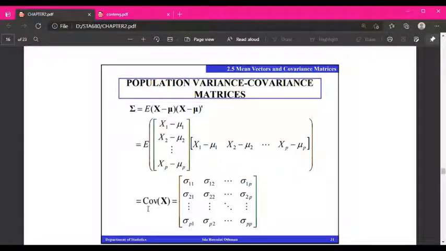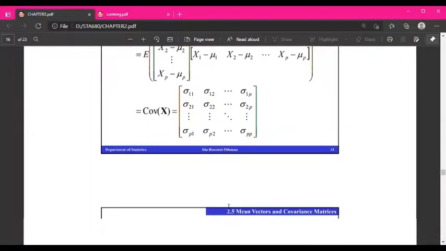Okay, so notationnya adalah big sigma. Ini dipanggil big sigma. Ini adalah rupanya variance covariance matrices untuk random variables. Okay, you should know this.